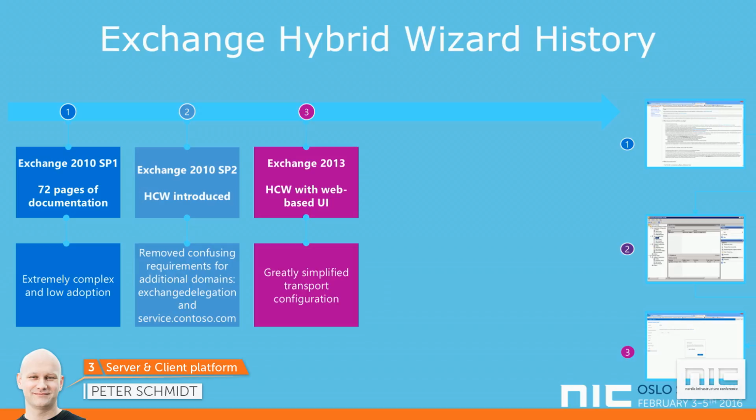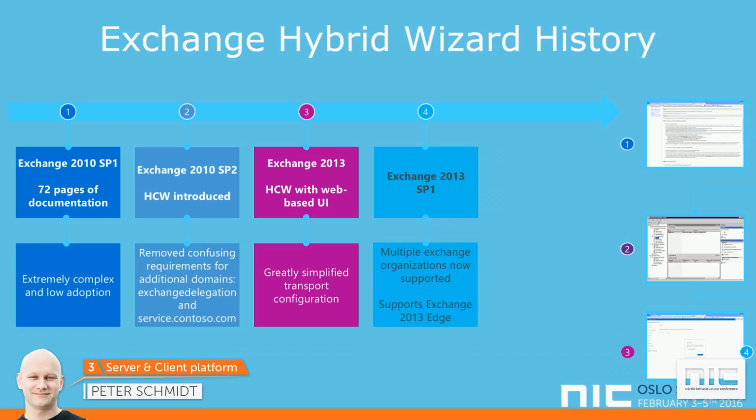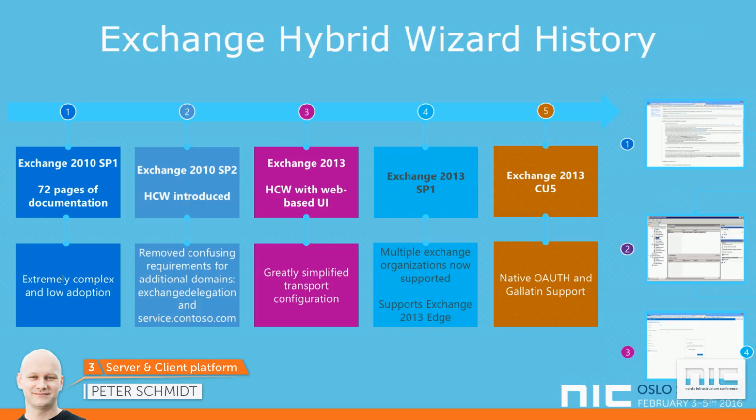With 2013, Microsoft introduced a hybrid configuration wizard, which was now a web-based UI. It was more of a simplified process, and with SP1, they extended it, so now it supports multi-organizations in Exchange, and we support the Edge server in the whole configuration process. With the latest update in 2013, it got support for OAuth.